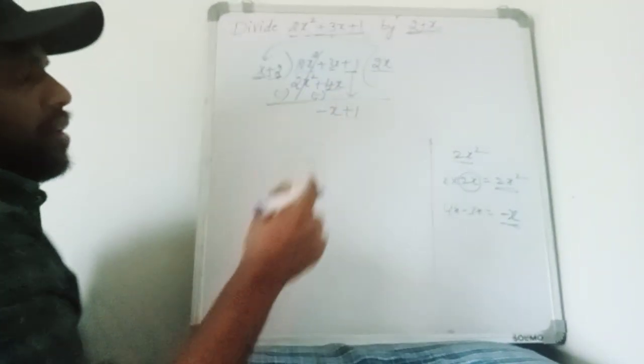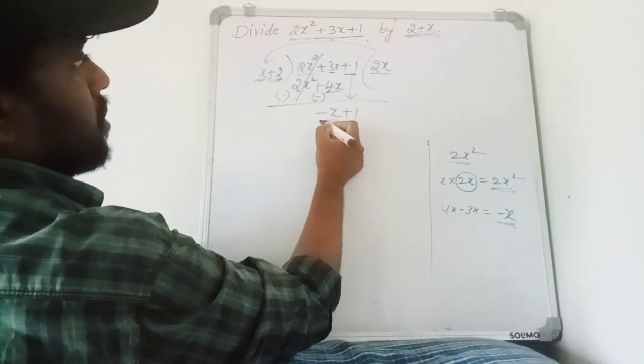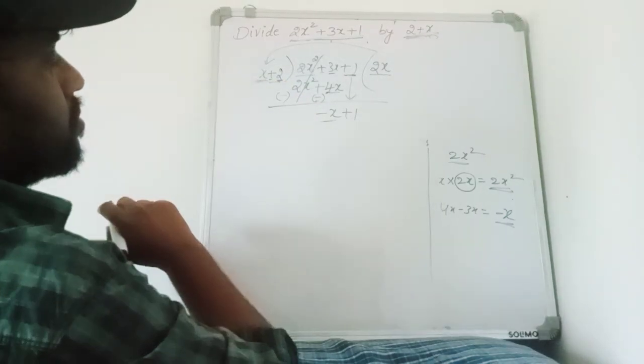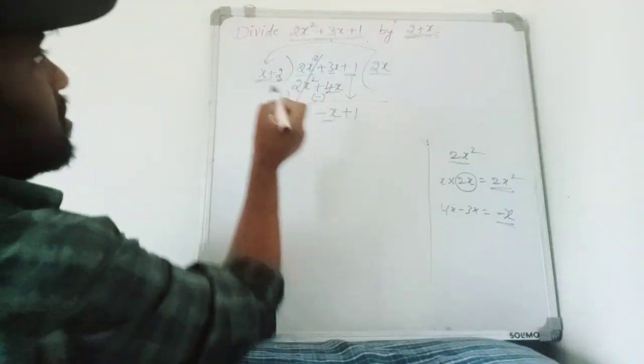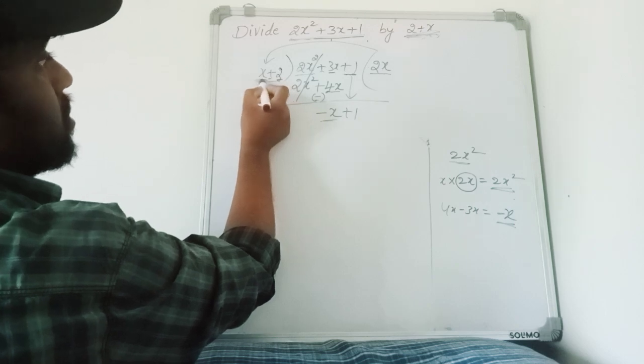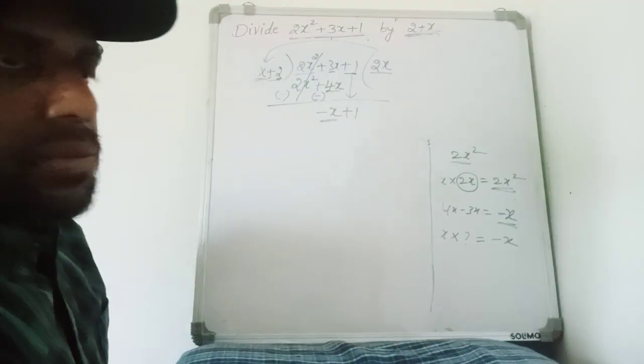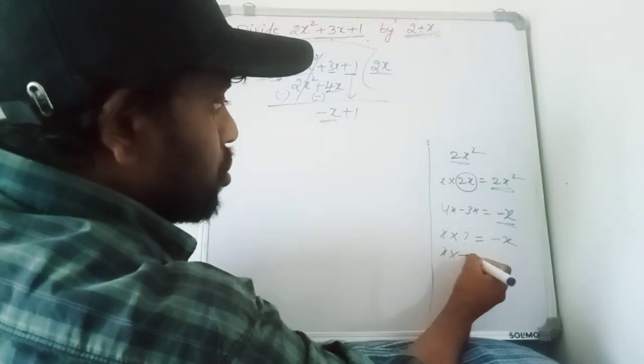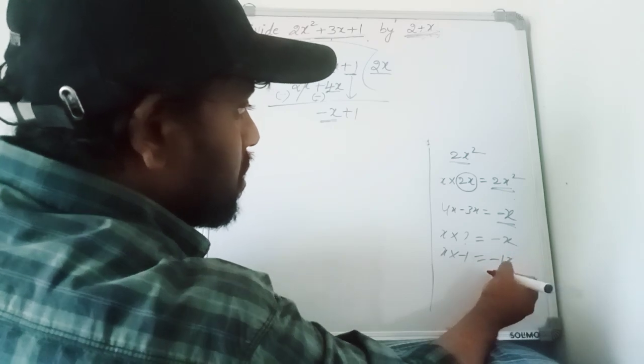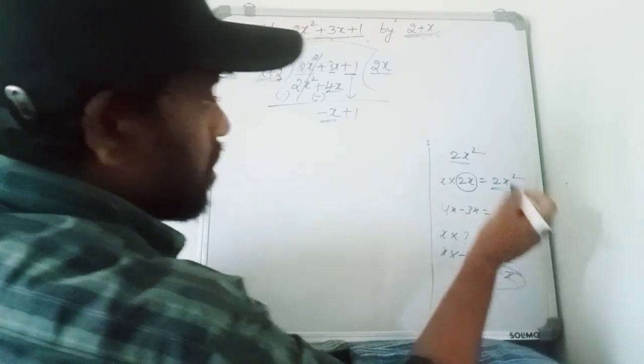Next term, consider the first term here. If you multiply this x by something, we should get minus x. Just think about something which we can take to multiply. Minus 1, right? Because x into minus 1 is equal to minus 1x, which is minus x only. So this minus you write here.